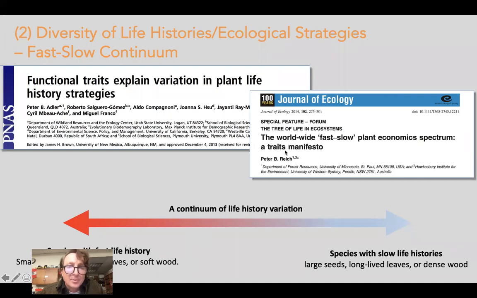And so what these papers emphasize is that there is a continuum of life history variation across species. That is, all different species on the planet can be characterized by species with slow life histories, characterized by slow traits, or species with fast life histories, and those species are characterized with fast traits. So the idea is that the traits are telling us where species are located in terms of their different strategies.